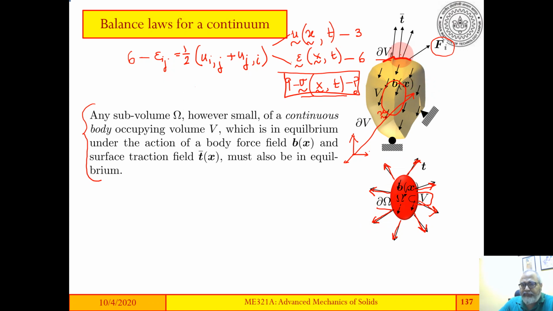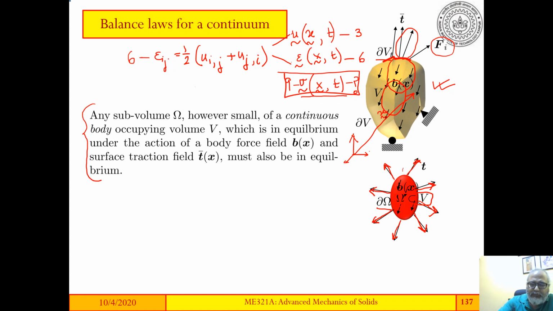If I had cut it out from somewhere here, then parts of the applied tractions would also form some part of the forces on the boundary of the subvolume. So the idea here is that if this body as a whole is in equilibrium, then any part of it, however small, is also in equilibrium. That's a basic idea of continuum mechanics, that no matter how small you go, you never see the atoms agitating about. You never see the discreteness of matter. You are always in a continuum system, so a body which is in equilibrium as a whole, any part of it, however small, is also in equilibrium.